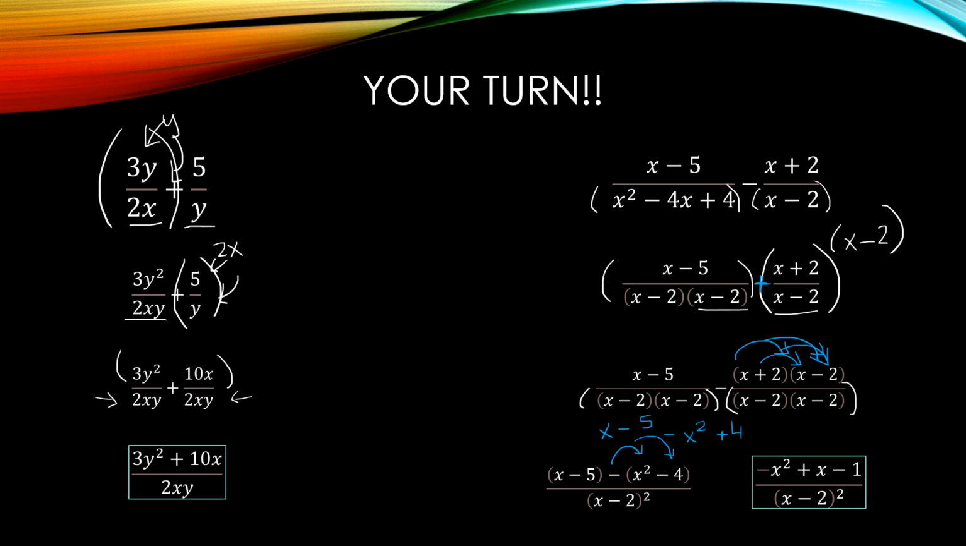I had a negative x squared, like what you see here. There was nothing else but the x, so I kept that plus x. And then I added negative 5 and positive 4, and that gave me negative 1. And this was your answer right here.